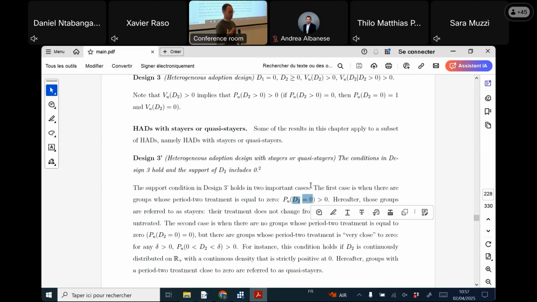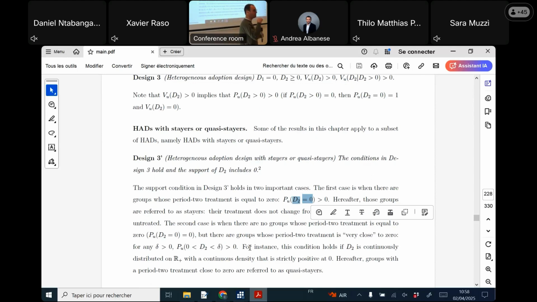Then the second case, a little bit more abstract, but still relevant for some applications, is the case where even though we don't have any unit that remains completely untreated at period 2, we have some units whose treatment is local to 0, arbitrarily close to 0 at period 2, meaning that for any delta, including very small ones, the proportion of units with a period 2 treatment between 0 and any small delta will be strictly positive.